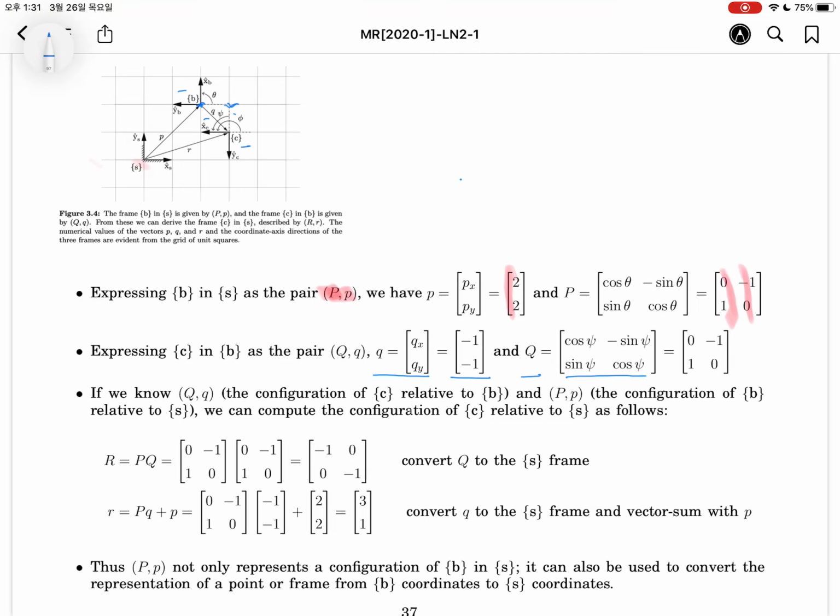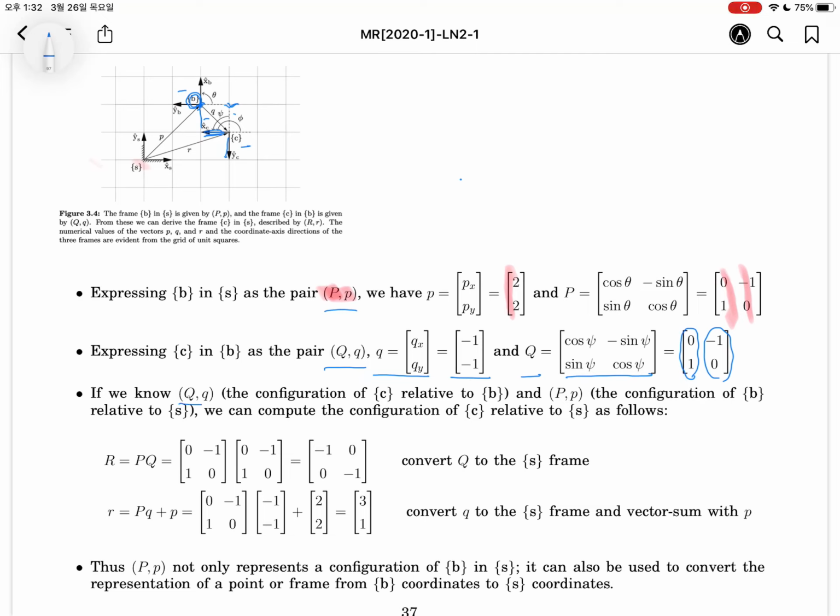Actually, the XC can be read using the B frame. It will be equal to the YB axis, so XC can be described by (0, 1). So we have this one. On the other hand, YC can be read using the B frame, maybe (-1, 0). So we have the second column of the Q matrix. Like this, P and p are obtained in terms of the S. Q and q are obtained in terms of the P.